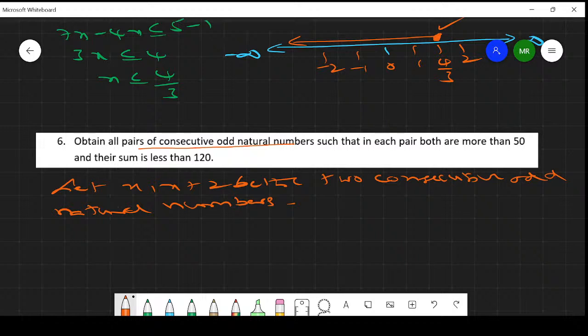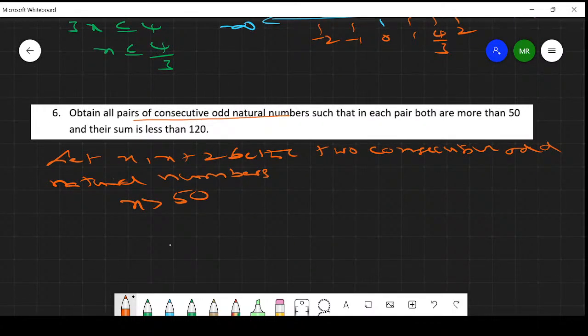I have taken x and x plus 2 as the 2 consecutive odd natural numbers. They said each number is more than 50. Correct, more than 50, that means here, because both are integers and larger than 50, x is greater than 50. X is greater than 50 is given. And the sum is less than 120. Given that the sum is less than 120, x plus x plus 2 less than 120.